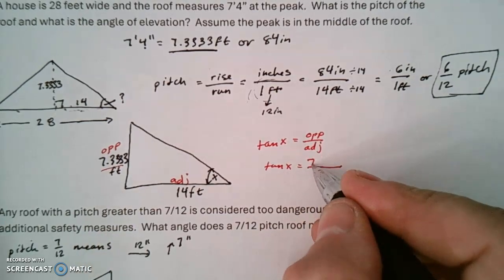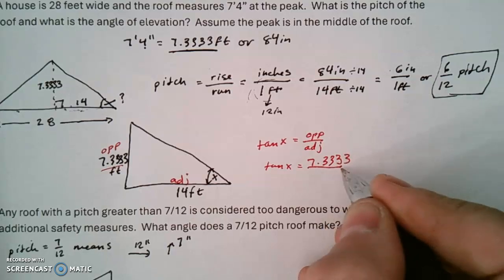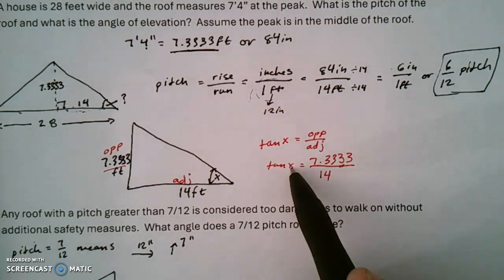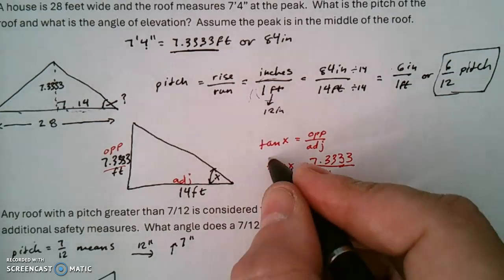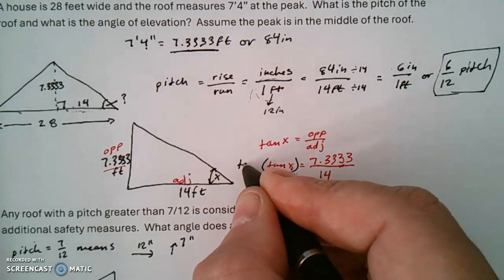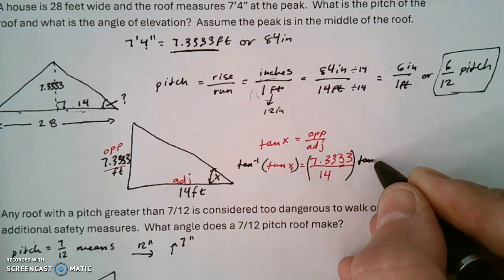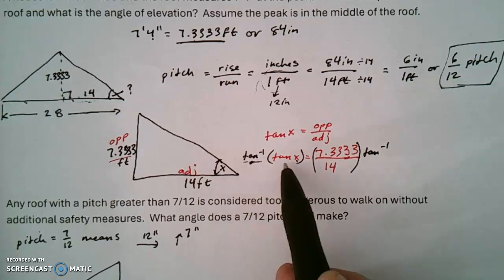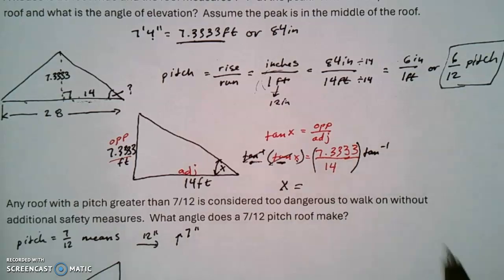Tangent of x is equal to opposite over adjacent. And to solve for x, you have to get rid of tangent. So what you're going to do is take the inverse tangent of both sides. Now, this and this cancel out and leave me x.